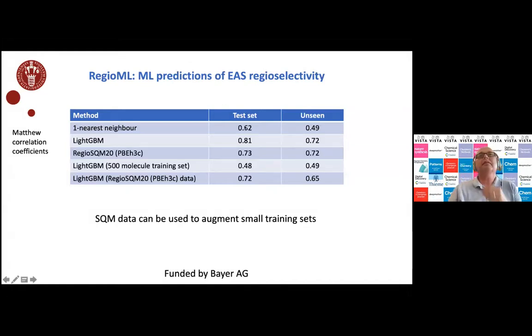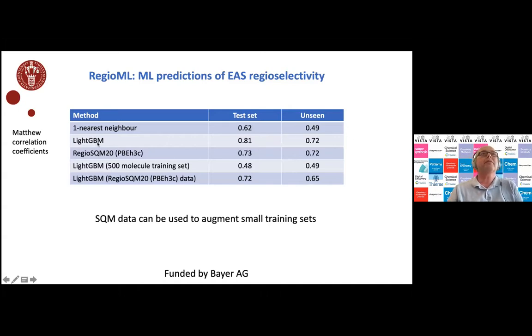And so as you can see, you actually get a reasonable correlation coefficient for the test set, but for the unseen set, so molecules that are somewhat different from what is in the training set, it really fails. A correlation coefficient of 0.5 is not very good. So this is what we have to beat.